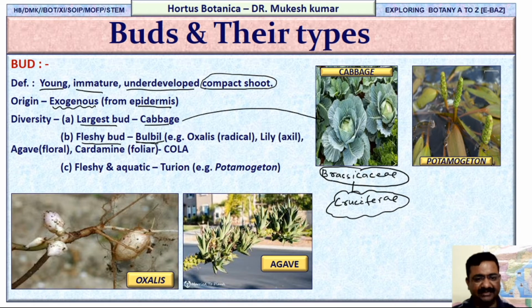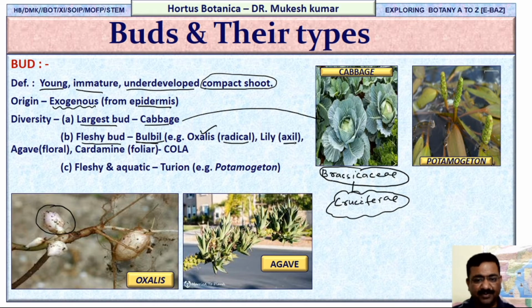This fleshy bud is in general adapted for pollination as well as vegetative propagation. For example, if such a bud arises from root, it is the radical bulbil. For example, oxalis, you can find, see how this structure is executing like a bud. This is the radical one, rising from the root. Whenever it gets a chance, it will develop into a shoot again, a new plant also.